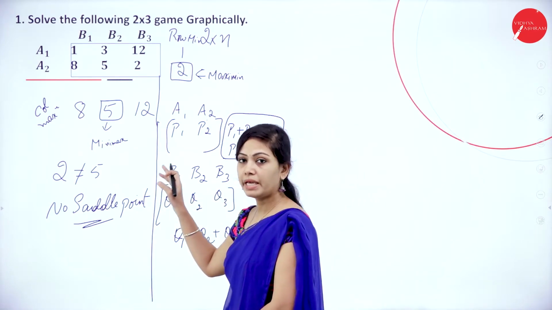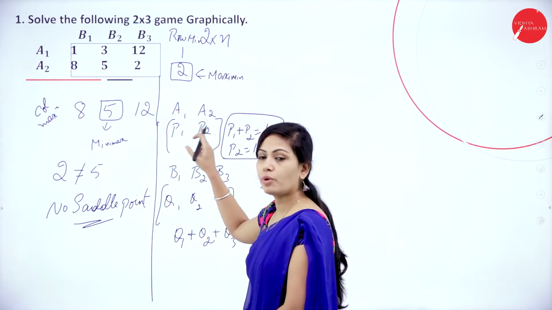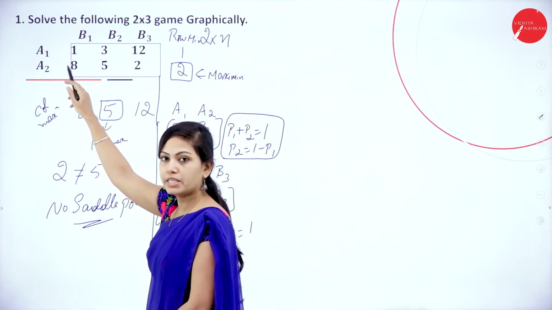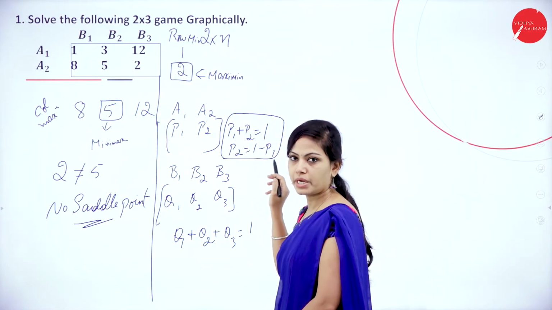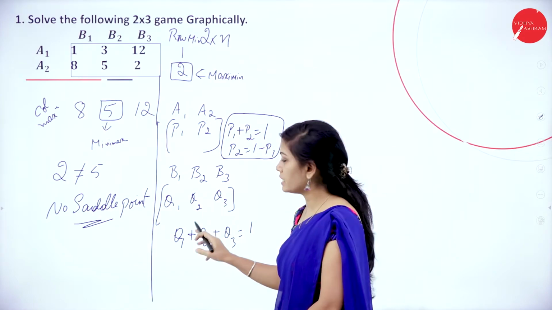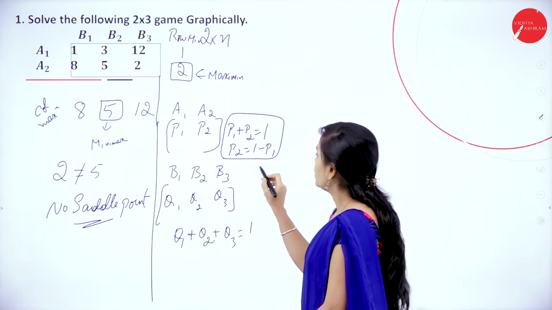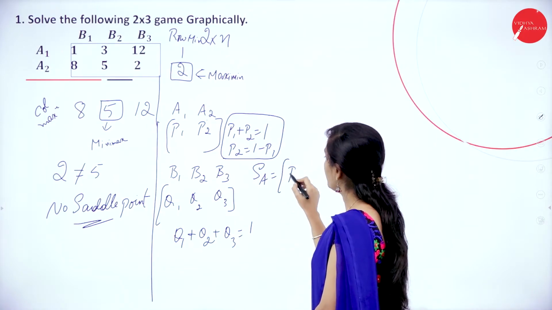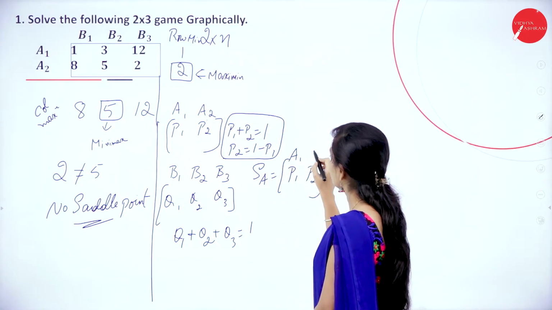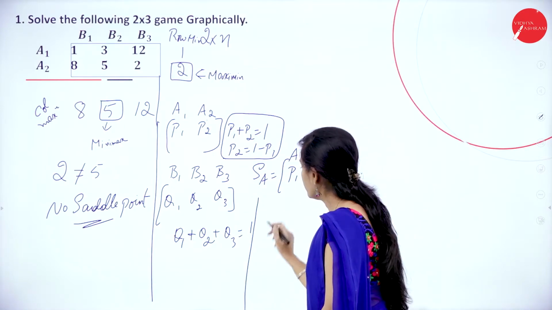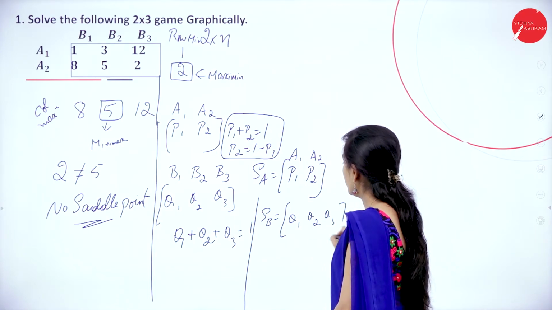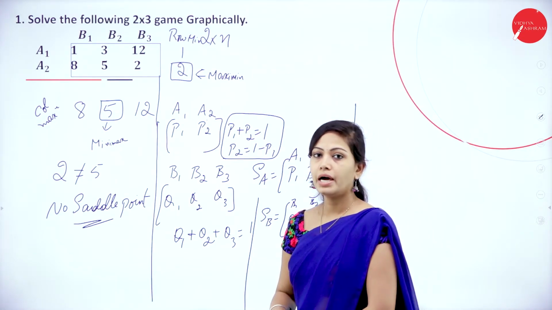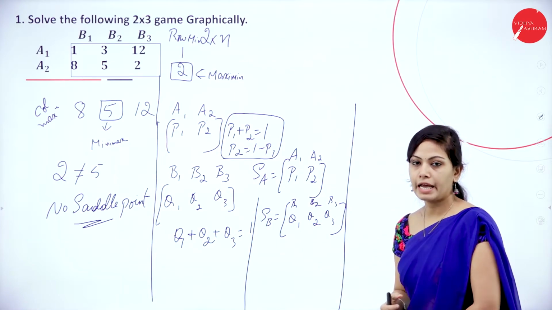So I'll repeat, player A has only 2 strategies, P1 and P2, where P1 plus P2 is equal to 1 and P2 is equal to 1 minus P1. And player B has 3 strategies, Q1, Q2 and Q3. So strategy SA is equal to P1, P2, and strategy SB is equal to Q1, Q2 and Q3, that is B1, B2 and B3. Write it properly.